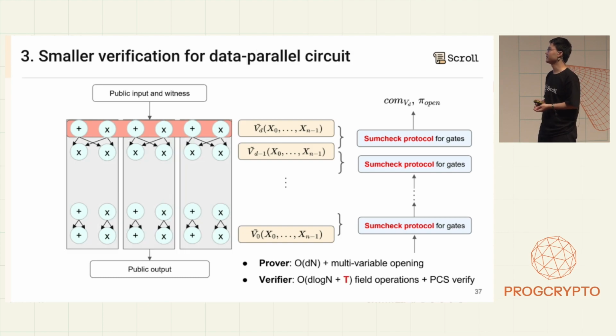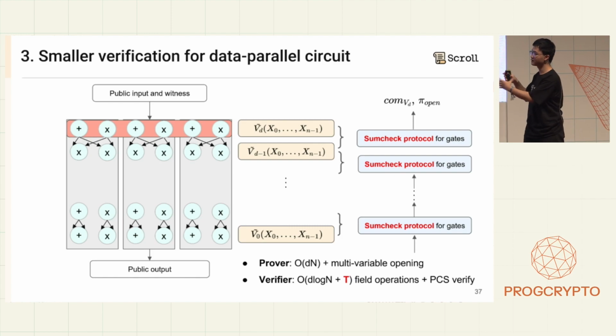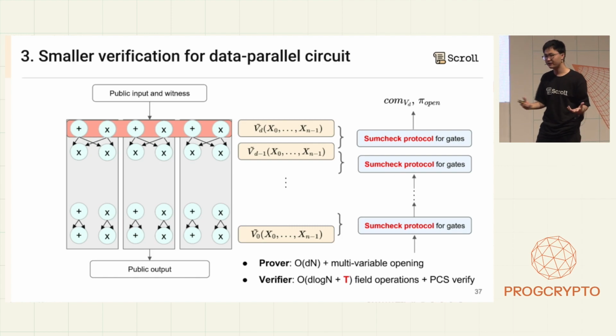The third thing is that verification is definitely very bad for a general circuit, but it is actually way smaller for a data parallel circuit. Imagine the gray areas are identical circuits with the same logic. Then for the verifier, the T is only related to the very small sub-circuit size. In zkEVM, we have many, many repeated operations, so that makes verification smaller. That's why it becomes a consideration, because verification is actually smaller in this case.